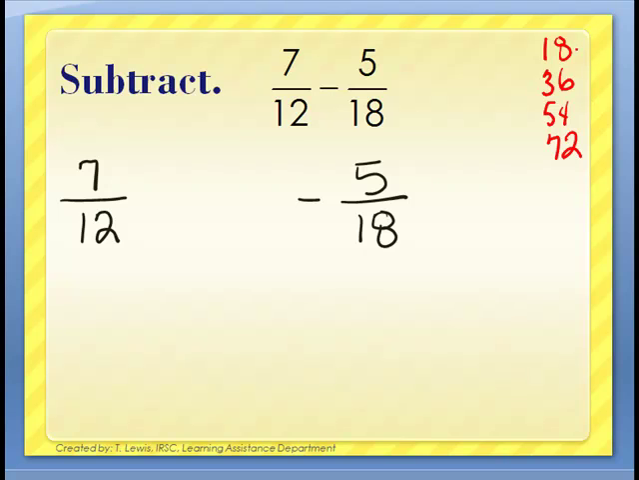So beginning with 18, can 12 divide into 18 evenly? Well, no. Can 12 divide into 36 evenly? We say yes. 12 can divide into 36 3 times. Now you can keep going. 12 does divide into 72, but we're looking for the least common. So our LCD is 36. So we're going to convert both fractions into having a denominator of 36.